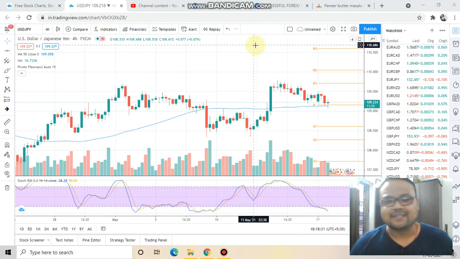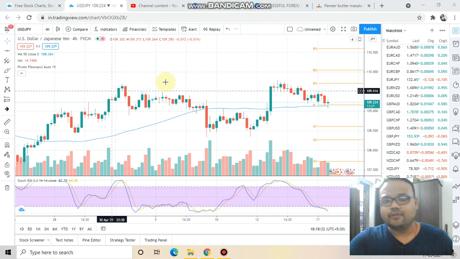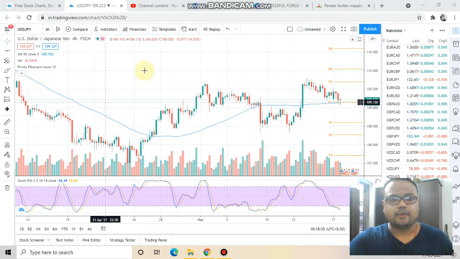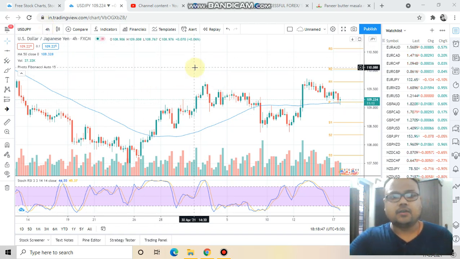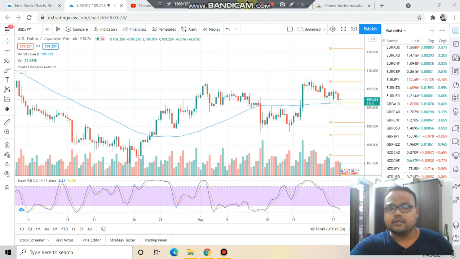So let's get started. This is the chart of US dollar Japanese yen. As you can see, I am in the 4 hours time frame, my personal favorite and one of the most preferred time frames in the forex world. If we look at the chart, we can see that the market was in a downtrend.